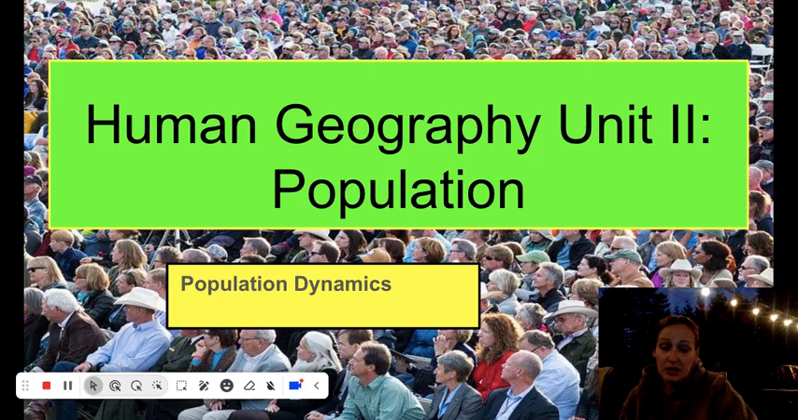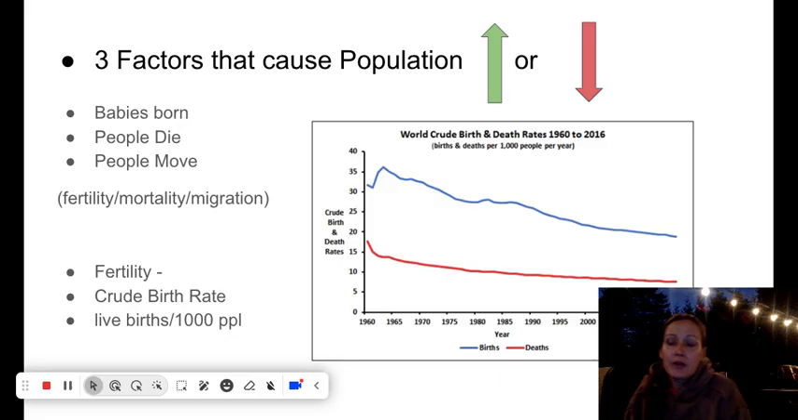Okay, now we're going to get into population dynamics. We're not going to finish this section, but we're going to do a part of it. There are three factors that cause a population to increase or decrease. We reviewed a lot of these factors as we played the high fructose corn syrup game. We had babies born, that makes the population go up. People die, that makes the population go down. And people move, going to place, that's going to increase some places and decrease others. So the technical terms we have are fertility, mortality, and migration.